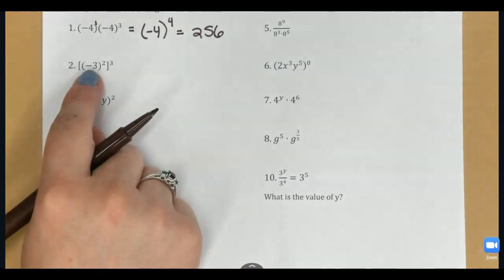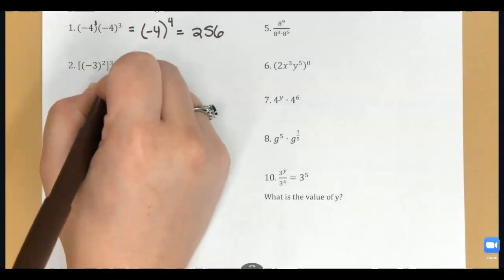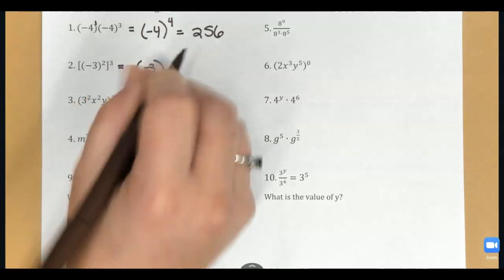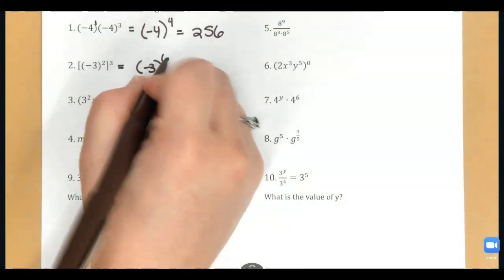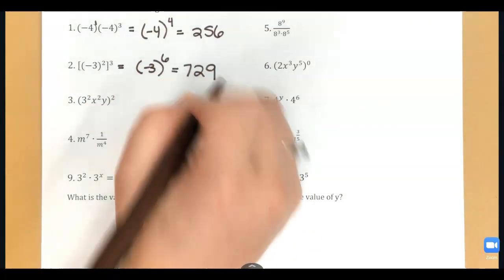I have -3 squared, and I'm raising that to the third power. So that's going to be my power rule, which means I'm going to multiply my exponents. 2 times 3 is 6. So I'm looking at -3 to the 6th power, which is going to be 729.